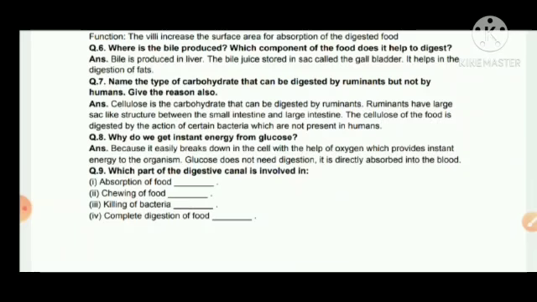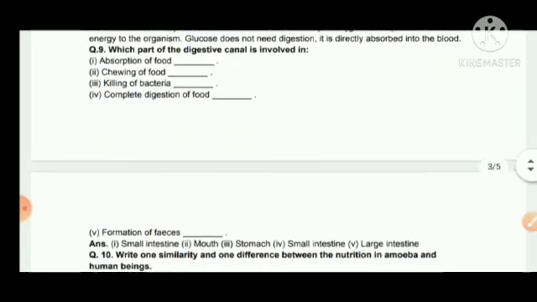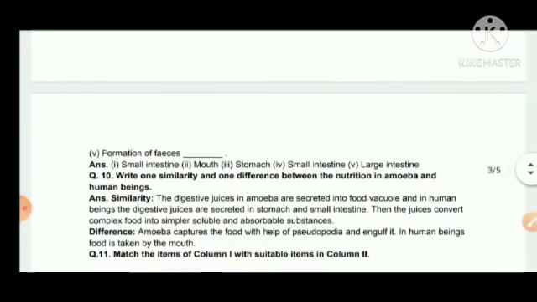Number 9 we have, which part of the digestive canal is involved in it. Number 1, absorption of food. It takes place in the small intestine. Number 2, chewing of food. It is in the mouth. Killing of bacteria, in the stomach. Complete digestion of food, in the small intestine. And formation of feces, it is in the large intestine.